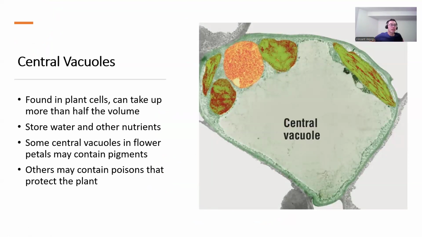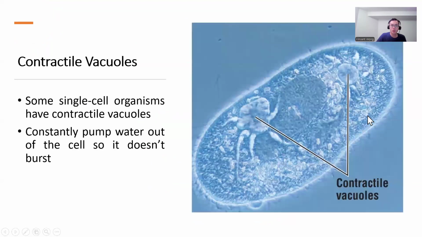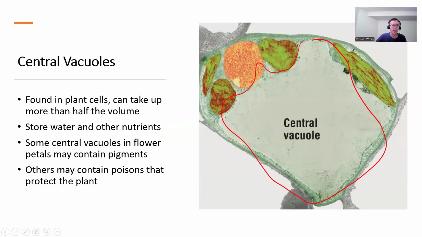Okay, next we have the central vacuole. The central vacuole is found in plant cells, and it takes up more than half of the cell volume. This whole thing is a plant cell, and you can see the central vacuole takes up quite a bit of space. What you will find in the central vacuole is mostly water and other nutrients. By storing water in the central vacuole, it creates pressure that pushes against the cell wall, and that allows the plant to stand up and open up its leaves.